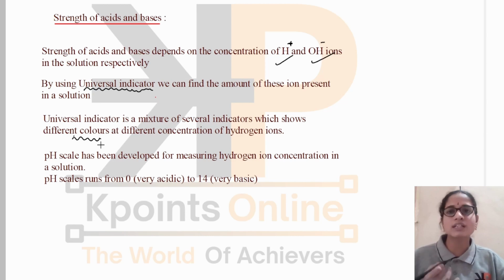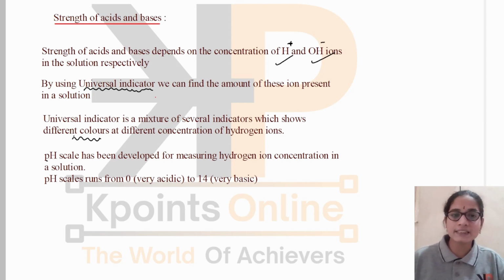Okay, the more the concentration of hydrogen ions, the more acidic the substance is. The lower the concentration of hydrogen ions, the less acidic it is. And the same with hydroxide ions also. Okay, the more hydroxide ions, the more basic the substance will be. So for this we have to quantitatively measure its strength.